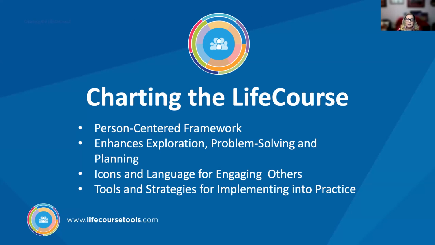And so Charting the LifeCourse came along, and Charting the LifeCourse is a person-centered framework. It's a person and family-centered framework, really. And it enhances the way we explore, plan, and problem solve. It's also a set of icons and language.